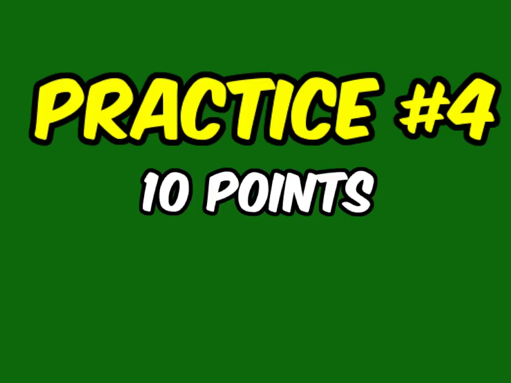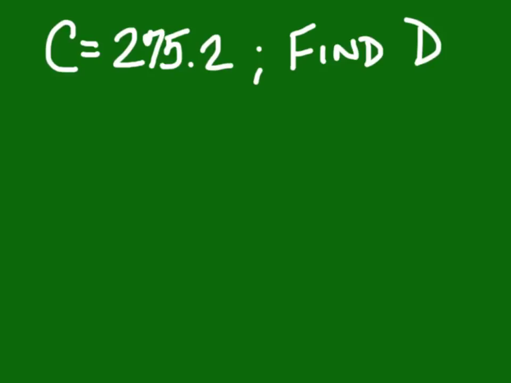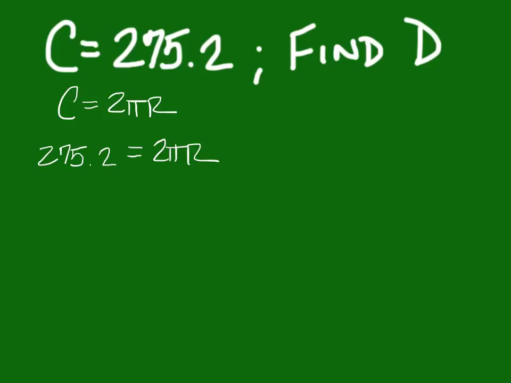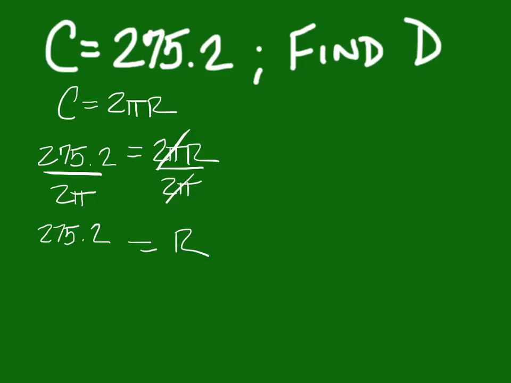Try this one and bring it up. You're starting with the circumference, so c equals 2 pi r, and you're given 275.2 is c, and set that equal to 2 pi r, and then divide both sides by 2 pi. They cancel out on the right, leaving you with r, and you have 275.2 over 2 pi on the left.